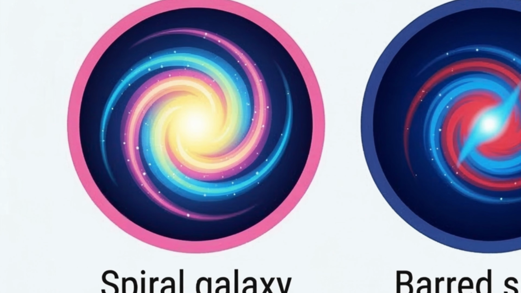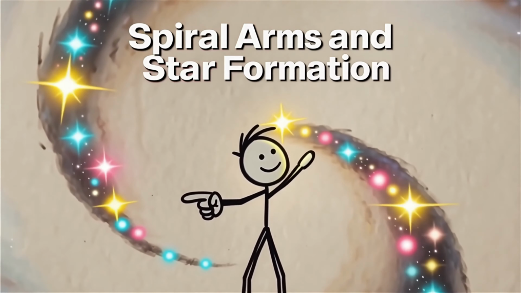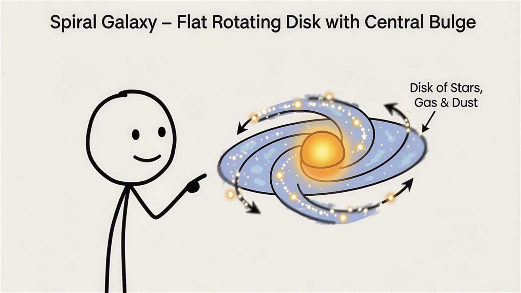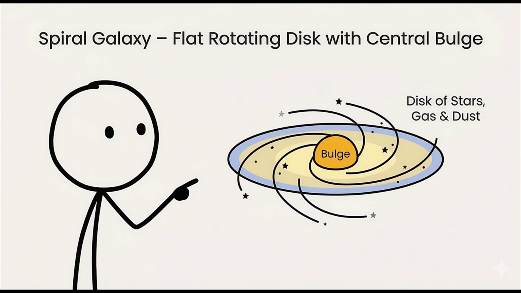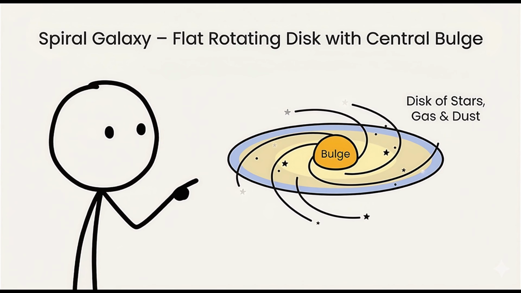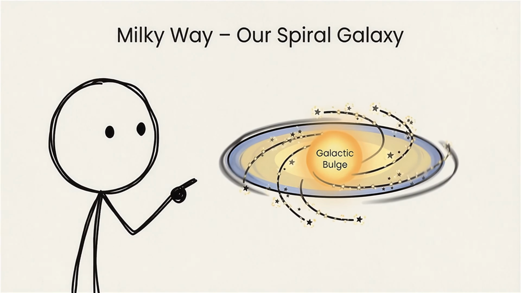Spiral galaxy. This is perhaps the most iconic type, with a flat, rotating disk of stars, gas, and dust, and a bright central concentration called the bulge. Winding through the disk are prominent spiral arms, which are regions of active star formation. Our own Milky Way is a spiral galaxy.